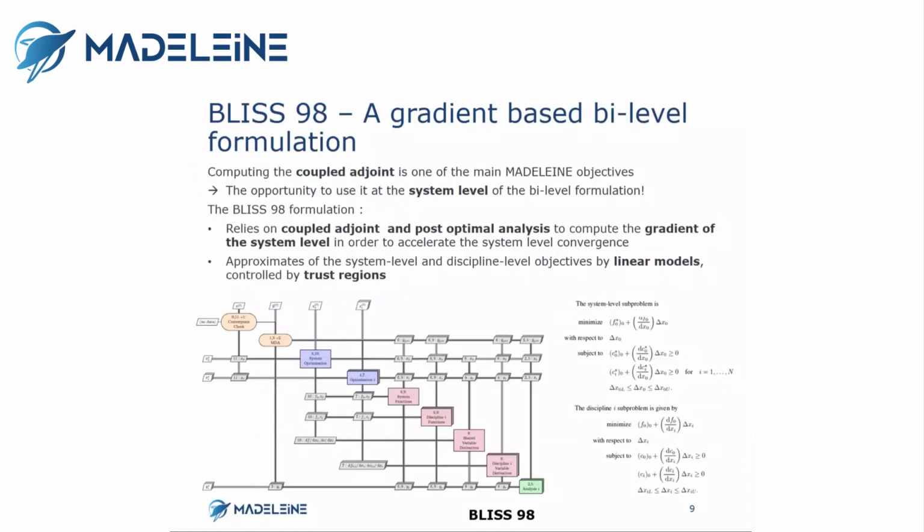But in Madeleine, one of the main objectives is to compute the coupled adjoint. And of course, our objective was also to take the opportunity to use this coupled adjoint at the system level. So we have developed the BLISS 98 formulation that relies on coupled adjoint and post-optimal analysis to compute the gradient at the system level. That is also meant to accelerate the system level convergence. And François will show you the results and how we have applied this formulation.